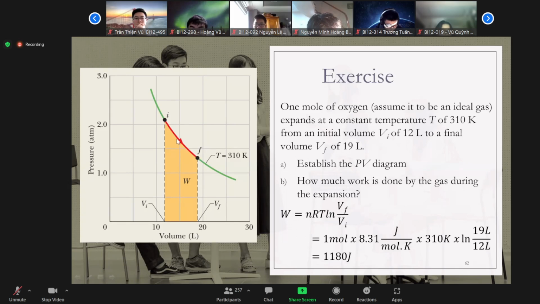If you take some more values, you can see that the constant temperature process in the PV diagram is actually a curve.